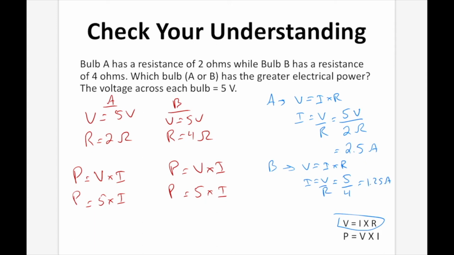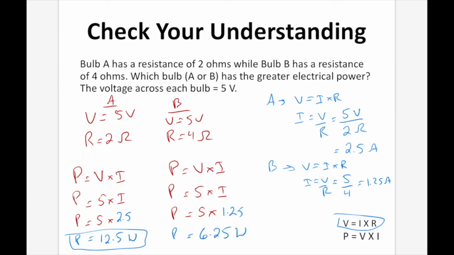So now we can plug those numbers in. For bulb A, power equals 5 times 2.5, which equals 12.5 watts. For bulb B, P equals 5 times 1.25, so power equals 6.25 watts.